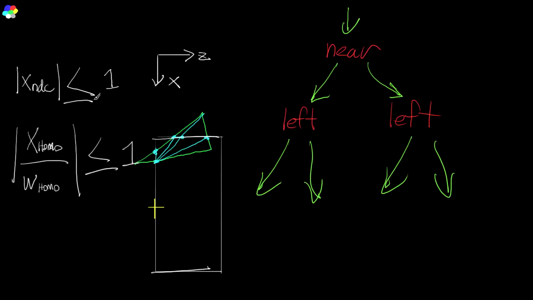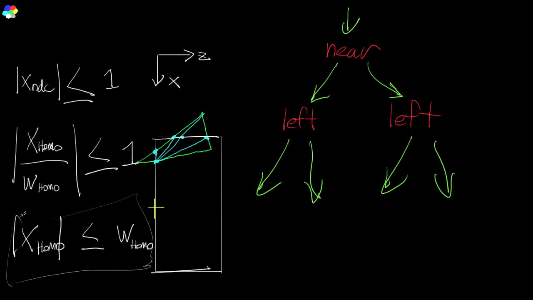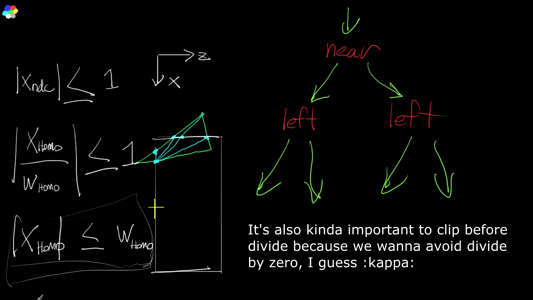Now, we could rewrite that as X homogeneous divided by W homogeneous is less than or equal to 1, because X in the NDC space is just the X in the homogeneous space divided by W. And then if we multiply both sides by W, we get this expression here, X homo less than or equal to W homo, absolute value, of course. So what this means is that instead of first doing our perspective divide and then performing clipping, we can clip before the perspective divide. And this is actually huge because a lot of times when you clip a triangle and all the vertices are outside, you cull that. You get rid of it.